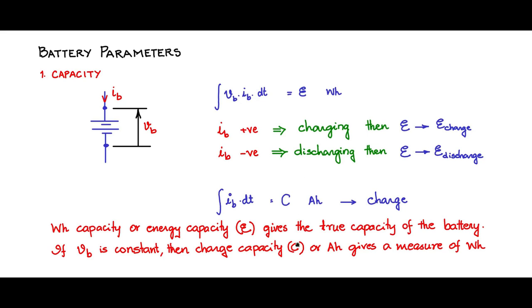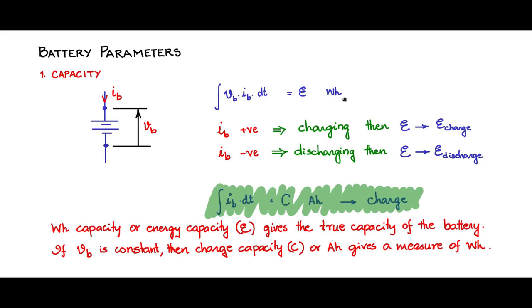In the commercial world, this ampere hour capacity, as defined here, the integral of IB dt equal to C, in ampere hours, is the more popular one. You will see that in almost all battery specs, people use the AH spec much more commonly than the WH spec. So when you look at battery data sheets, the AH of the battery is a much more common capacity spec than WH. In commercial usage, this is much more commonly used.